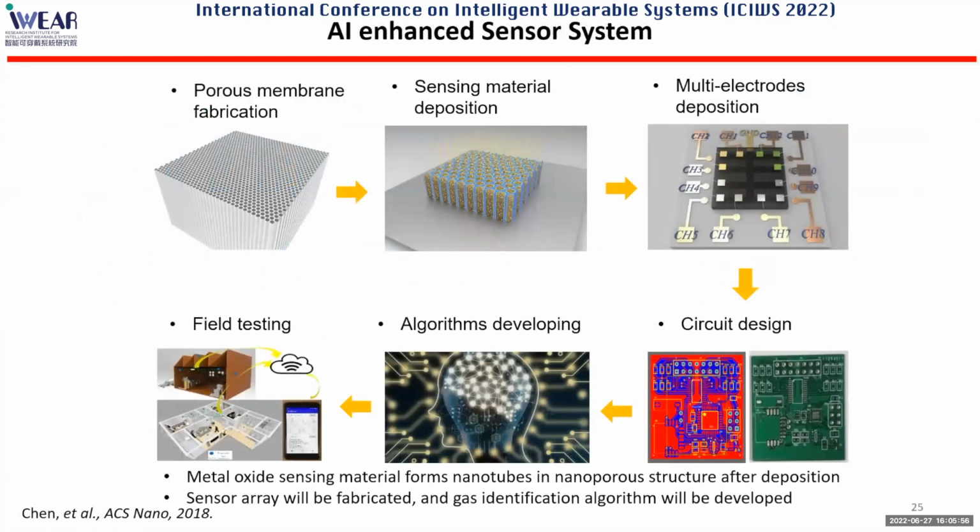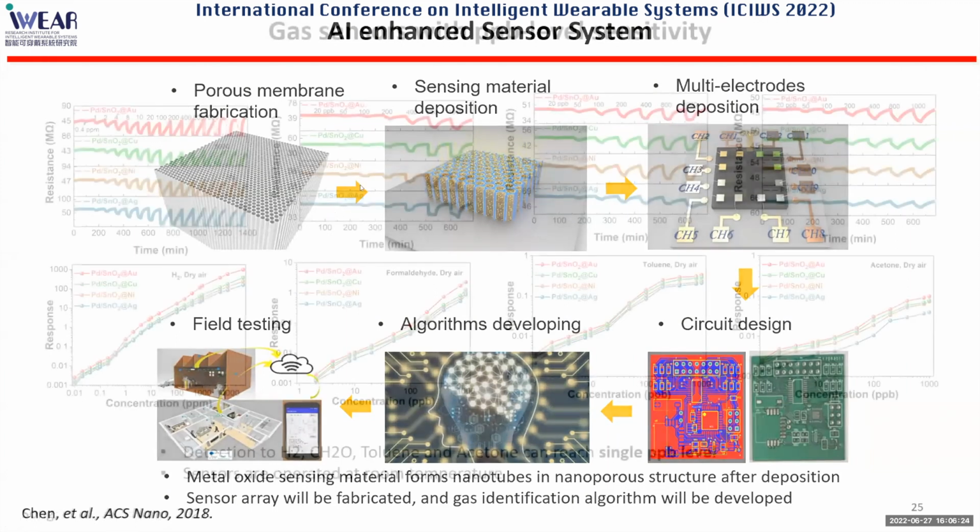So we use atomic layer deposition to deposit the sensing material inside, and we made a sensor array. A sensor array is very important in order to generate enough data for artificial intelligence to work on gas classification later. And the low power circuit board, which also has an MCU, Bluetooth, etc., can acquire the signal and pass it to a cell phone for data processing.